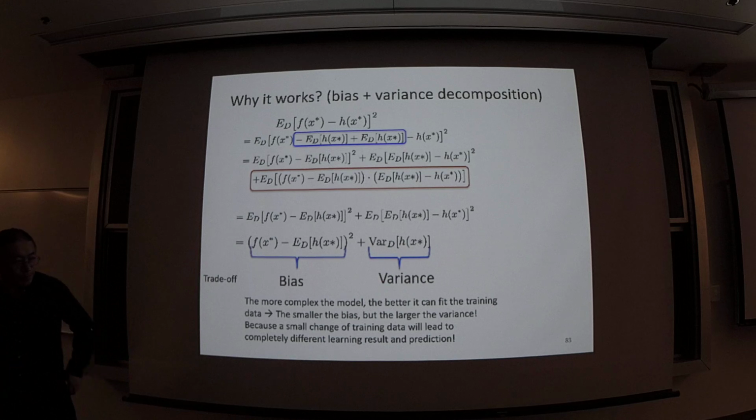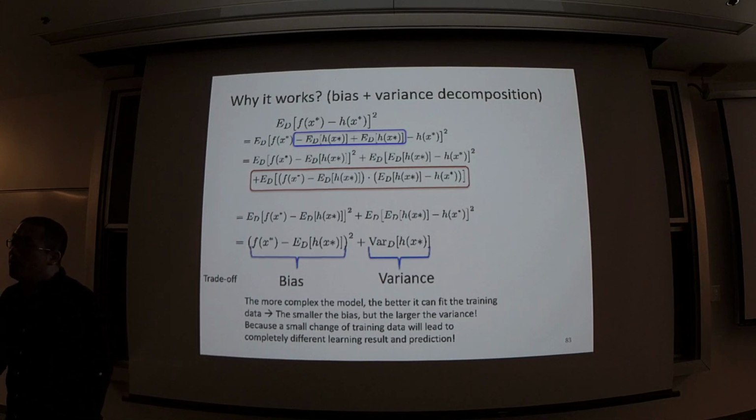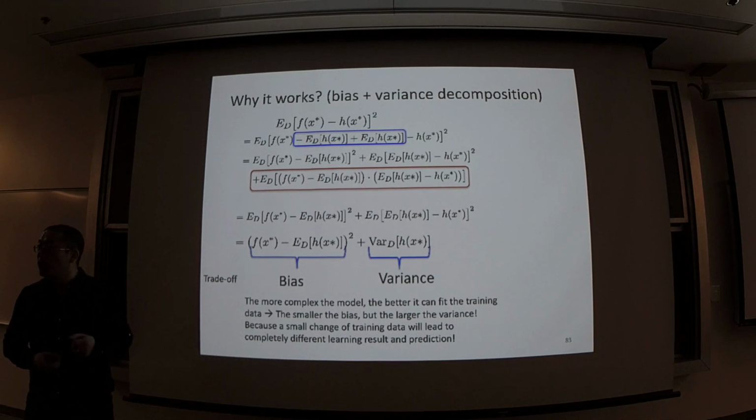On the contrary, what if you choose a simple classifier, a simple machine learning model? Like I use a line to do a classification. How about the variance of your prediction? The variance is so small, but the bias is so big. It behaves in an opposite way, right?